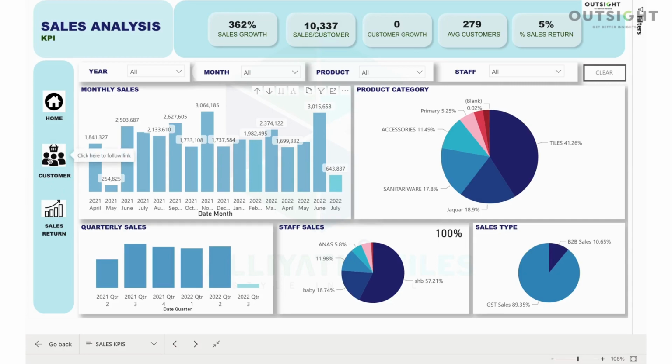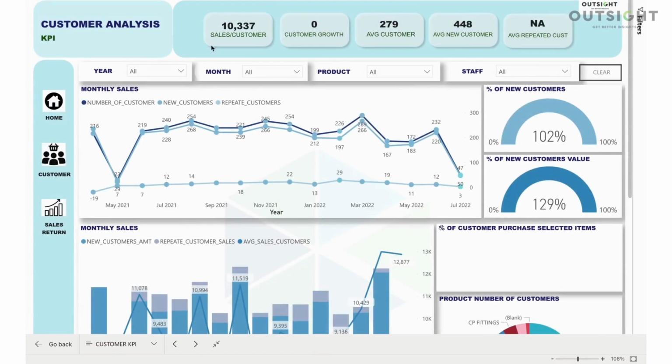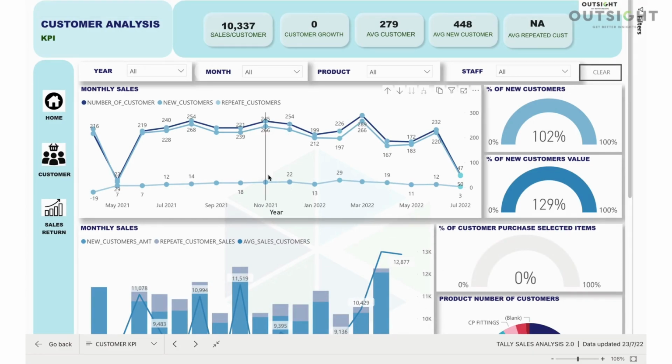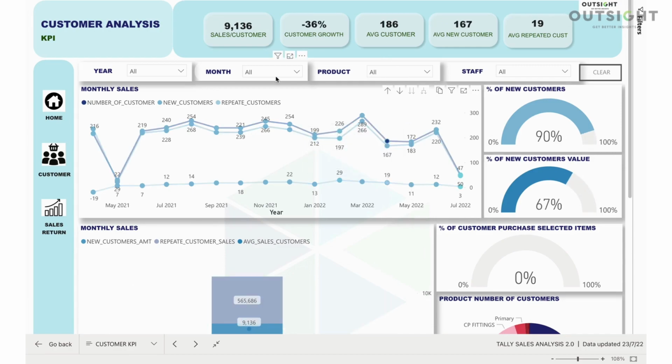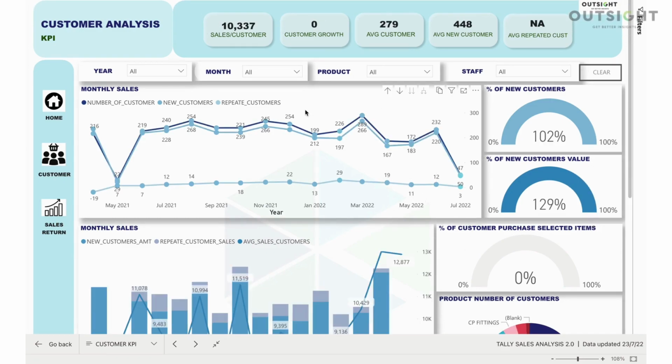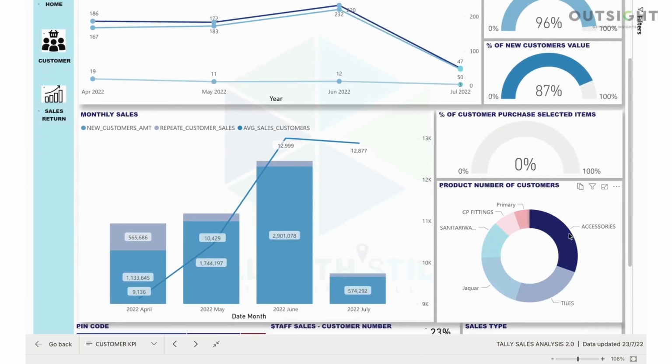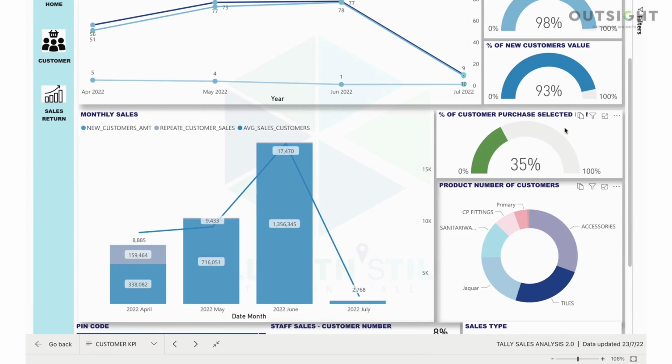Next analysis is number of customers and percentage of customers purchasing multiple products. In this dashboard, you can see monthly trend of total customers, new customers and repeated customers. Growth of monthly or yearly number of customers can be analyzed. Percentage of new customers in value and numbers. Number of customers for selected items.